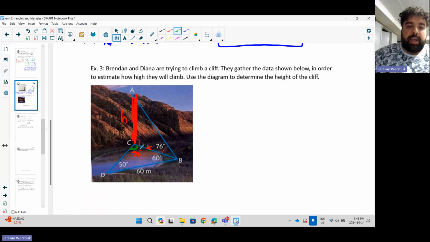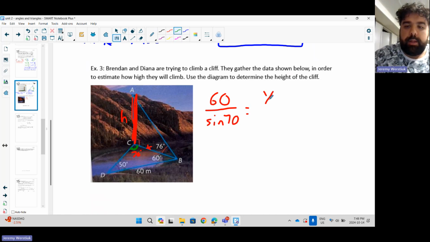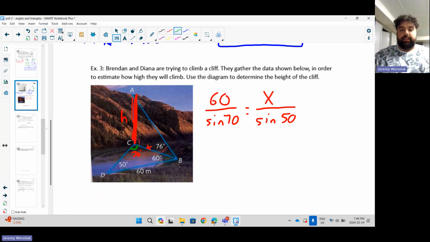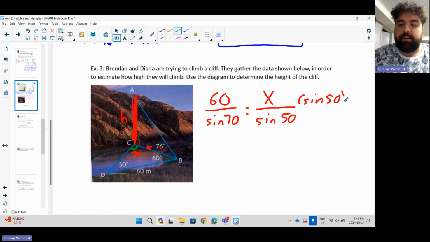Right, sine law. Do I have a side-angle relationship already known? Well, now I do. I've got 60 meters over here and 70 degrees over there. So I've already got a relationship of 60 meters over sine of 70 degrees equals side x, and x is opposite the 50-degree angle, so I'm going to put in here sine of 50 degrees. So now I need to get x all by itself. Let's multiply both sides by sine 50.